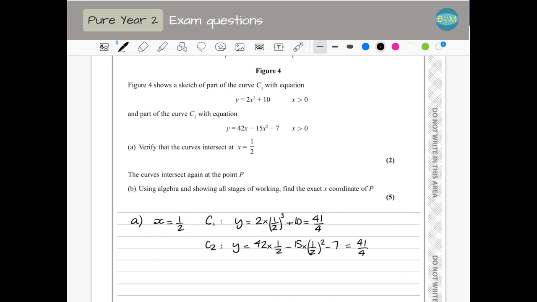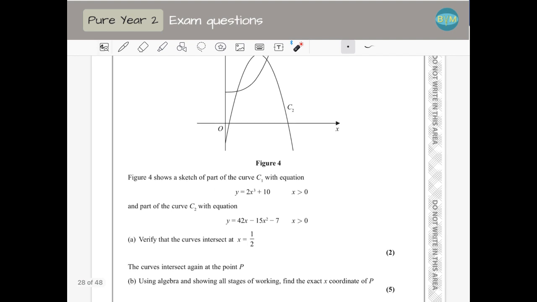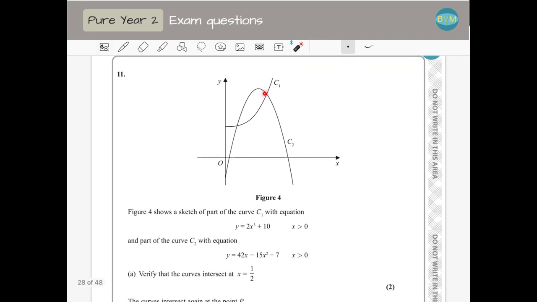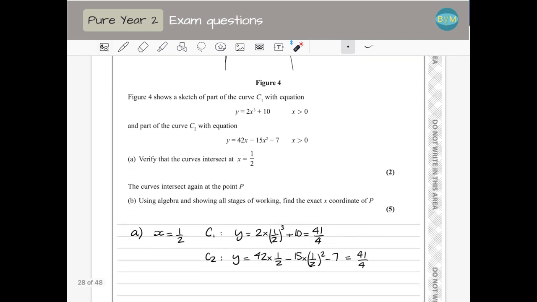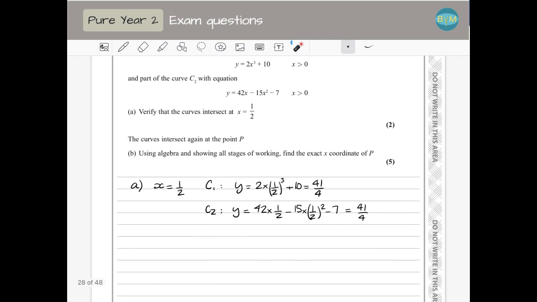Then the curves intersect again at point P. And using algebra and showing all the stages of working, find the exact coordinate of P. And so one point is going to be this one. But what we need to find is the intersection between the two curves. So if y is the same, it's just solving simultaneous equations.